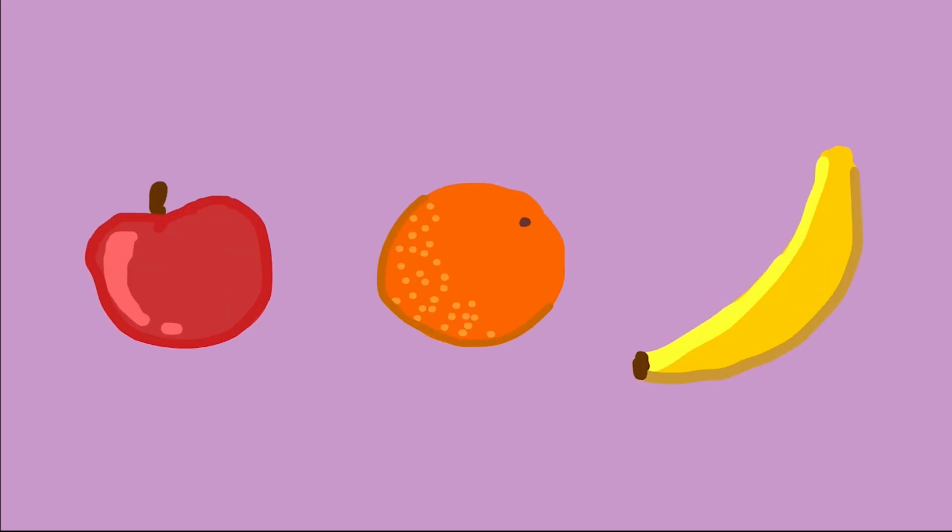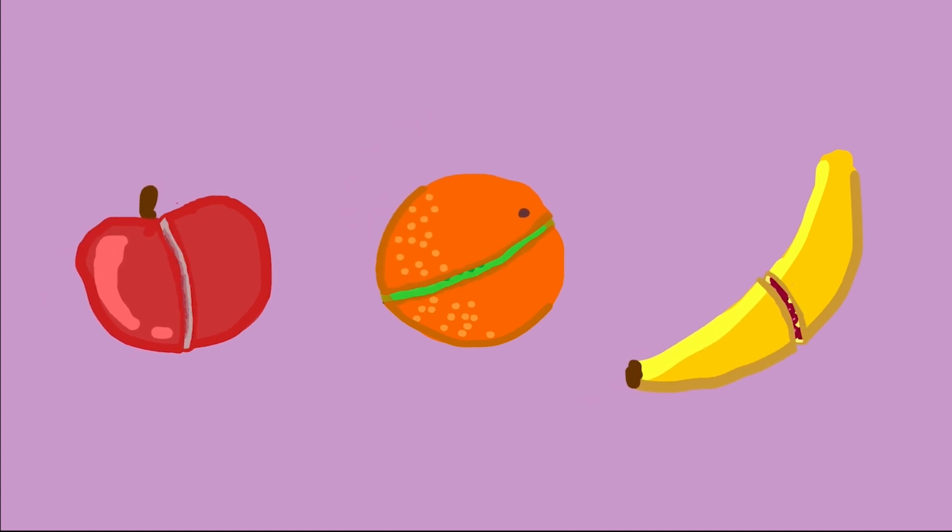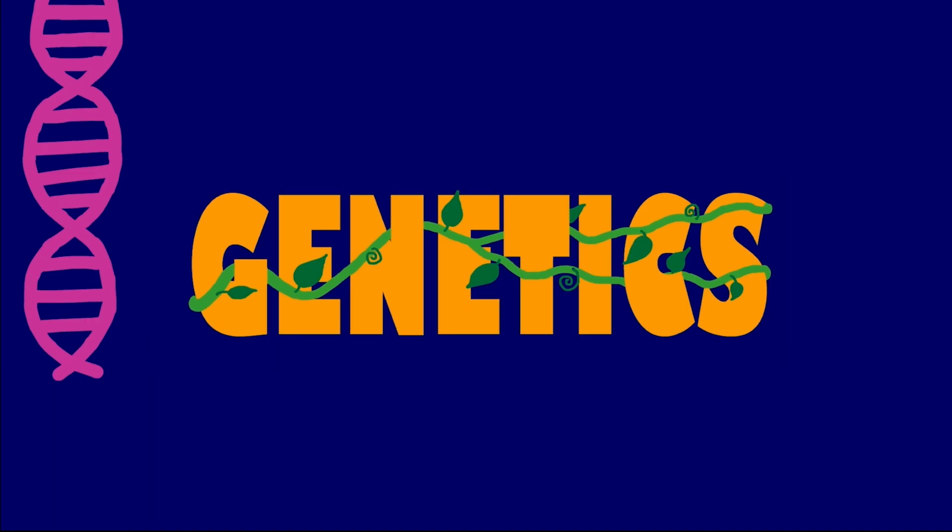So in the future, there might be new varieties of food that we haven't seen before. So don't get surprised. Now you know how we got there. And remember, it's all about genetics.